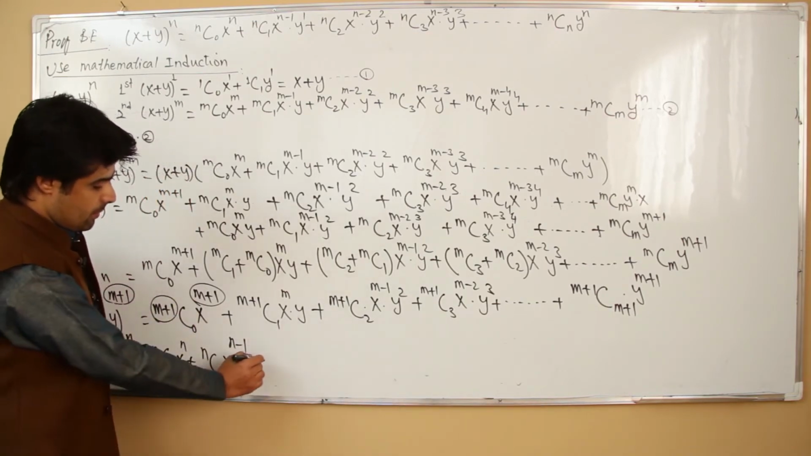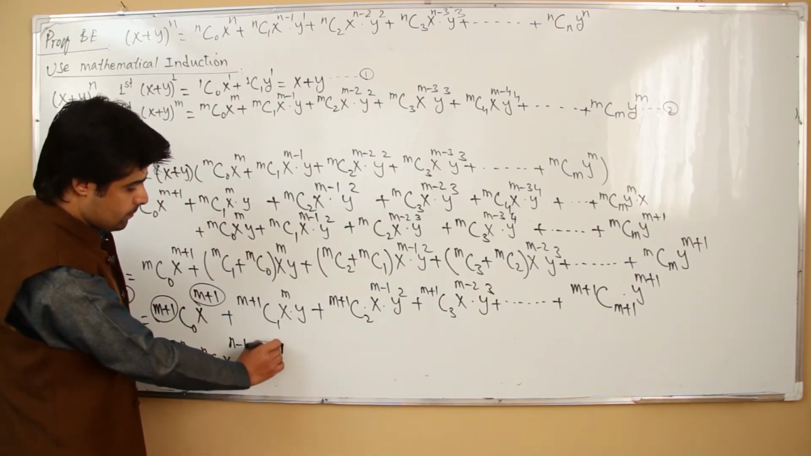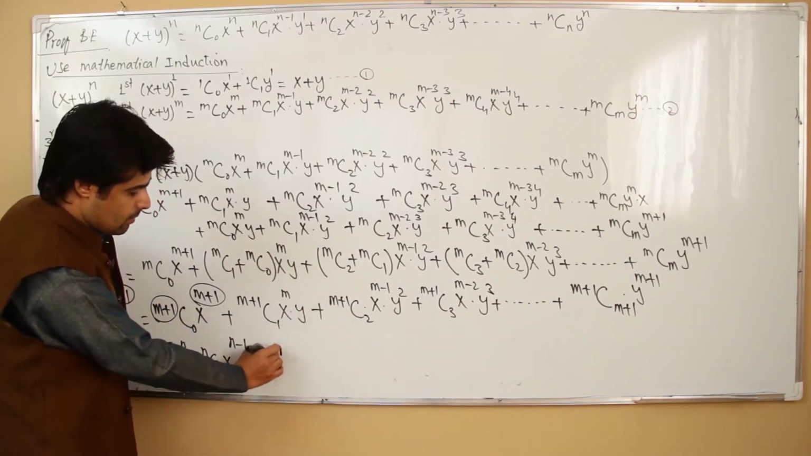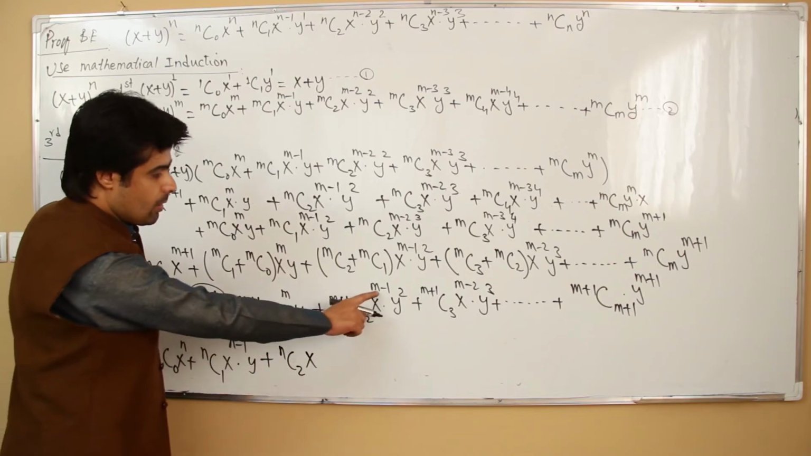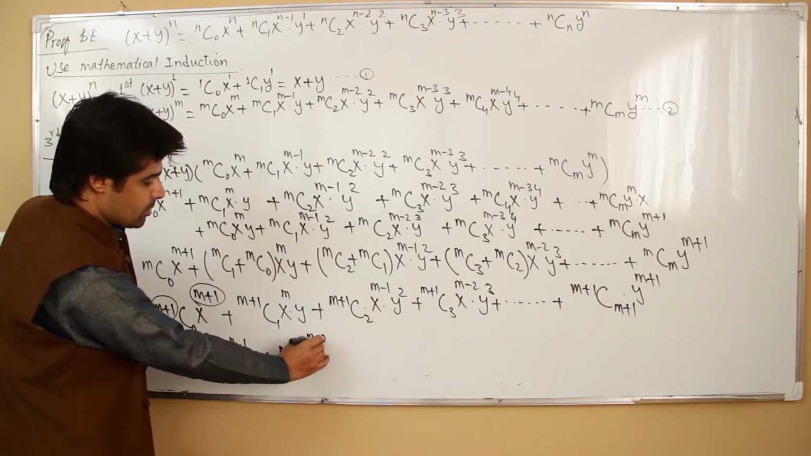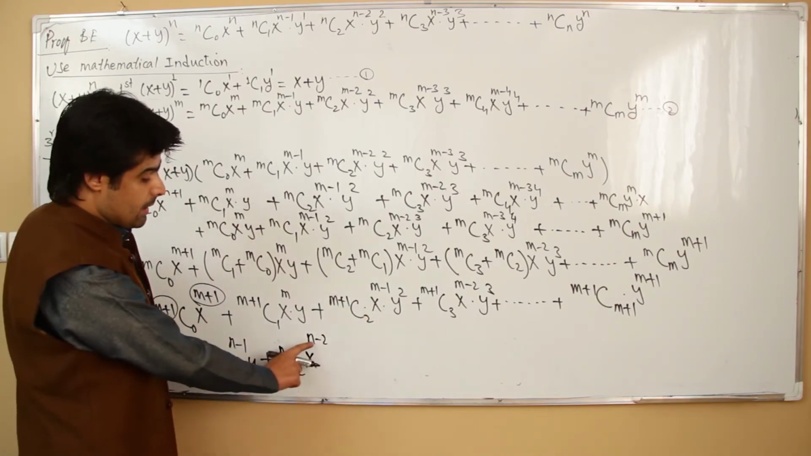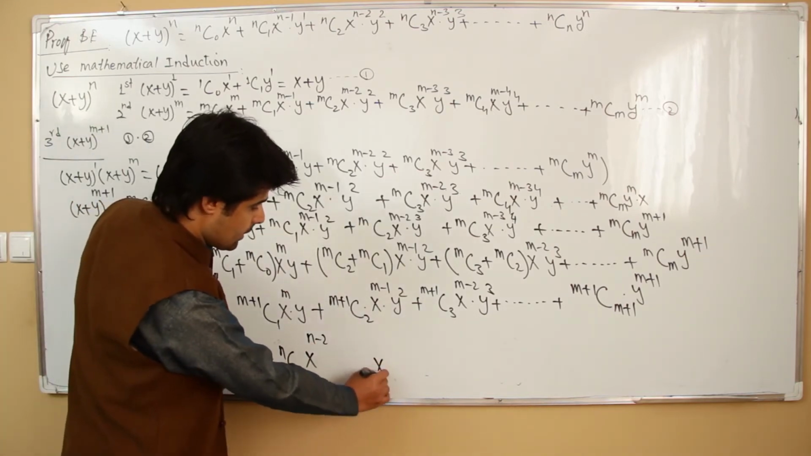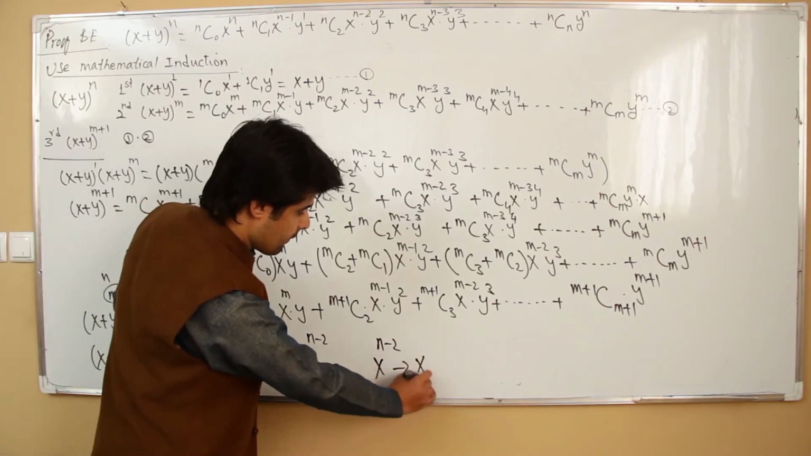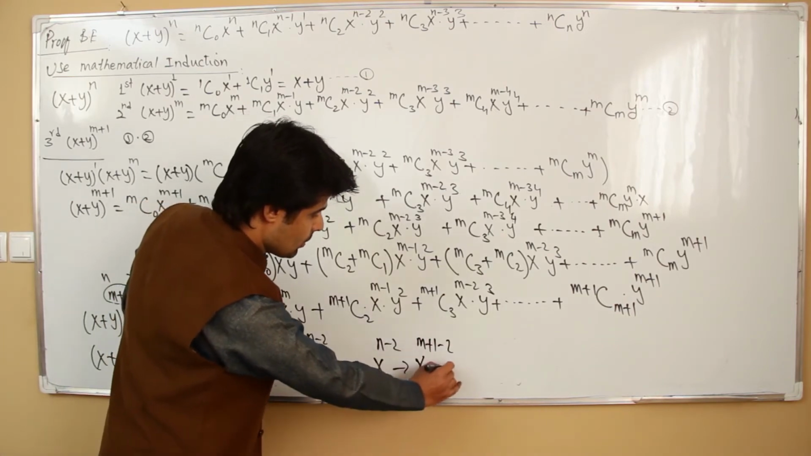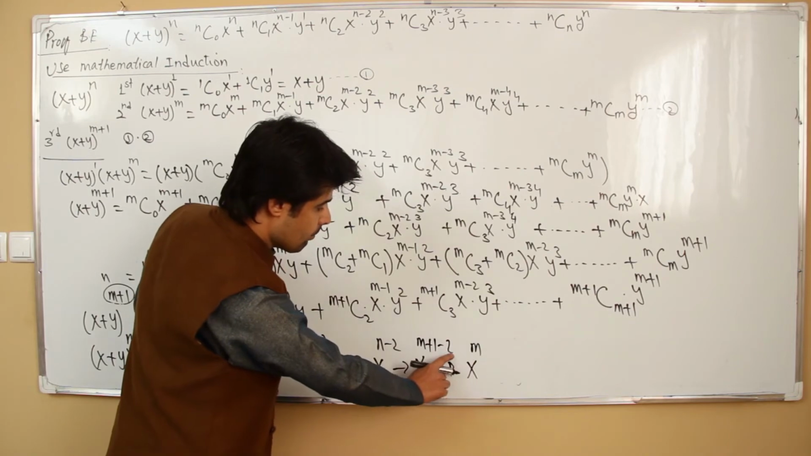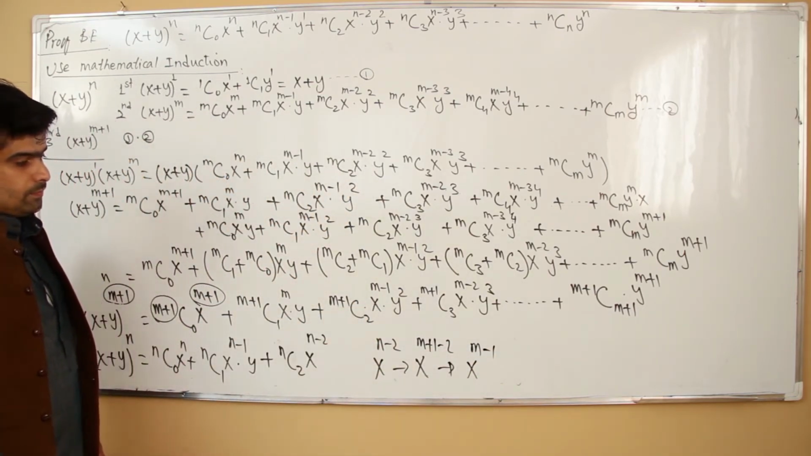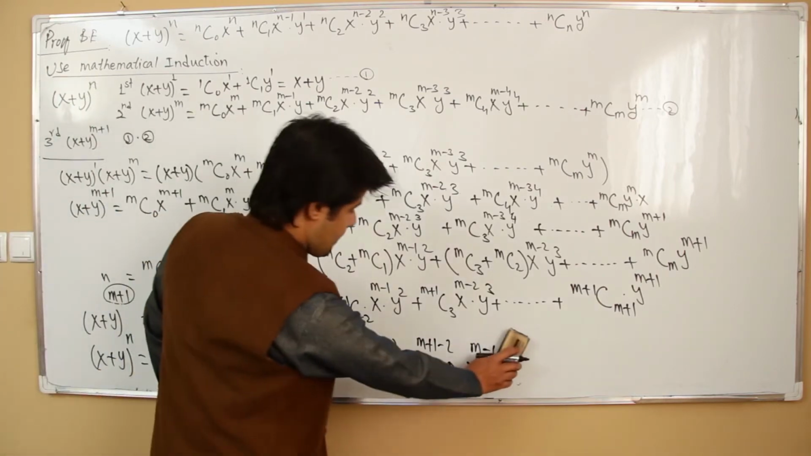The third term is n c2 x to the power n minus 2. Why is it n minus 2? Instead of n, you have to put m plus 1, so x to the power m plus 1 minus 2. So you have x to the power m minus 1 with this one. Am I right? Yes.